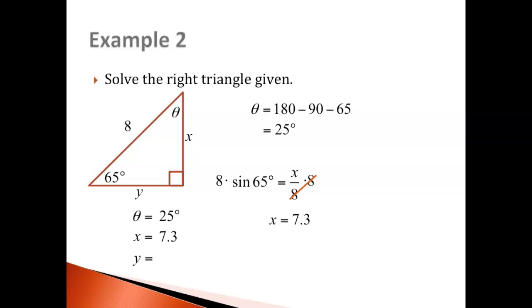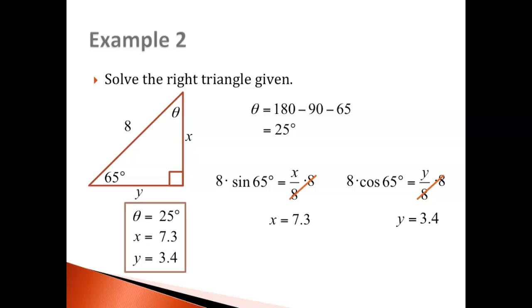So since y is adjacent to the 65-degree angle, and we were given the hypotenuse, which is 8, we can use cosine, which is the adjacent over the hypotenuse. So that would be cosine of 65 equals y over 8. Multiply both sides by 8. And we're left with y equals 3.4. And so we were able to find all the missing angles and all the missing sides, so we were able to successfully solve the right triangle that was given to us.